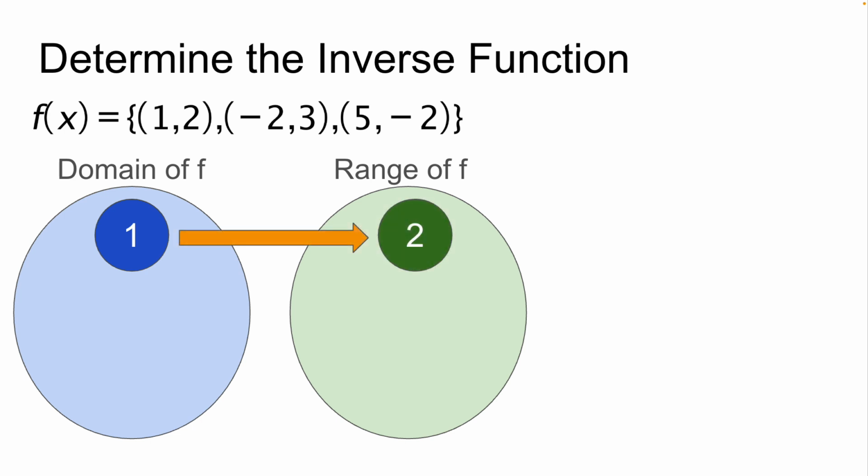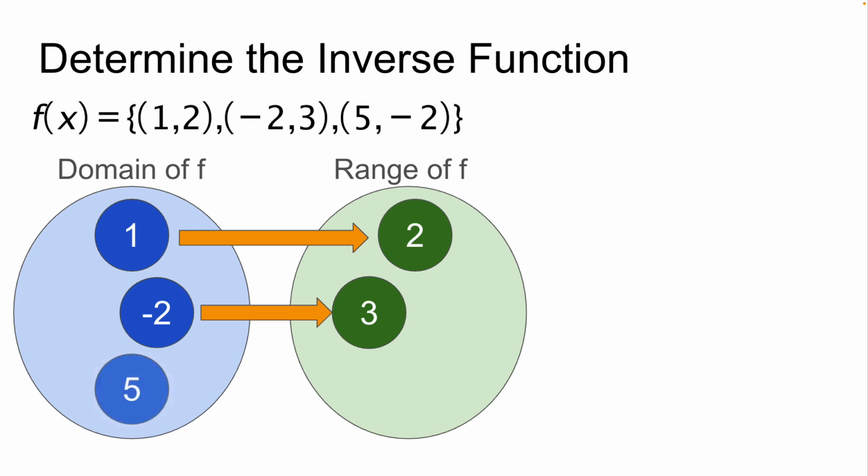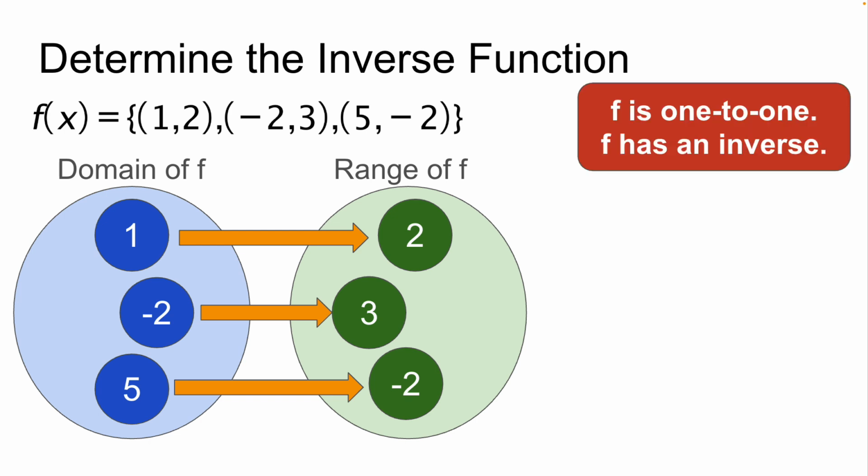Our second point, (-2, 3). Negative 2 gets mapped to the value 3. And our third point for this function, (5, -2), 5 is getting mapped to negative 2. So this function is definitely one-to-one, and so it has an inverse. When we're looking for the inverse function, we need to swap the roles of x and y. You're reversing the process. Let's find f inverse now by reversing the process.